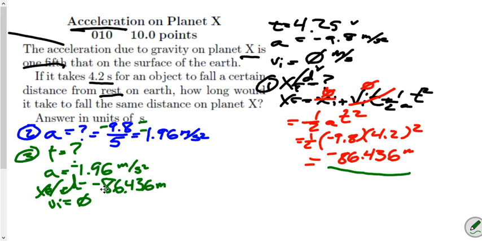Now I can ask myself the two questions. One, do I see time on my list of givens? Yes, I do. Two, do I see xf/d in my list of givens? Yes, I do. So it's going to be the big ugly once again. I have xf is equal to xi plus vi times t plus 1/2 at squared. Once again, initial position is gone. Initial velocity is gone. And we only have 1/2 at squared. So xf is equal to 1/2 at squared.